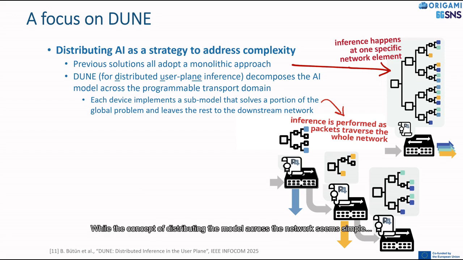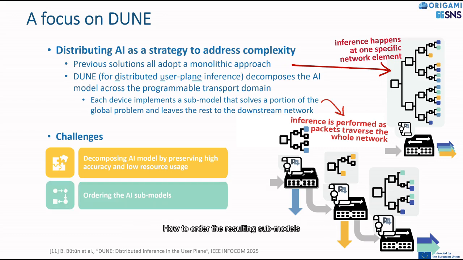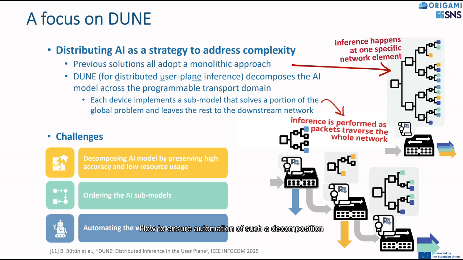While the concept of distributing the model across the network seems simple, its realization poses a number of challenges. How to best decompose the original ML model to preserve accuracy while keeping the submodel resource usage under control? How to order the resulting submodels? How to ensure automation of such a decomposition process for an arbitrary inference task, and this should be done in line rate operation?